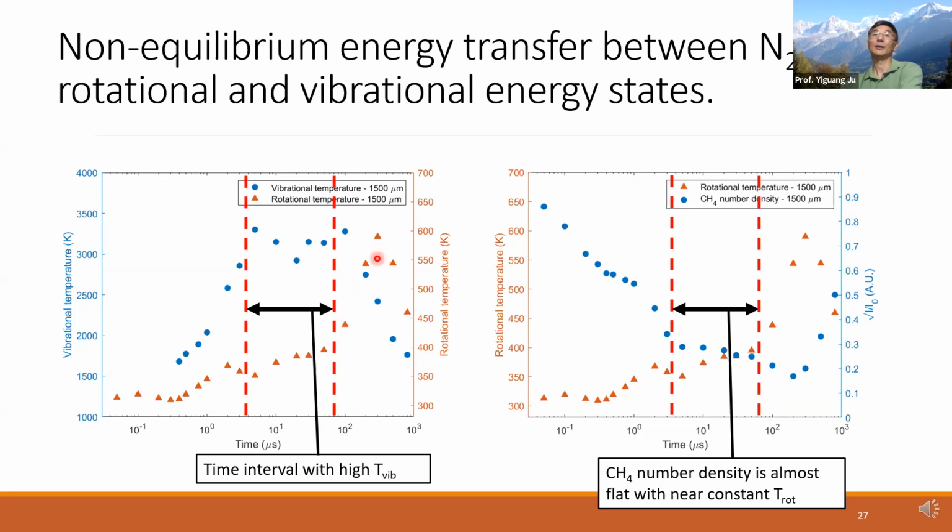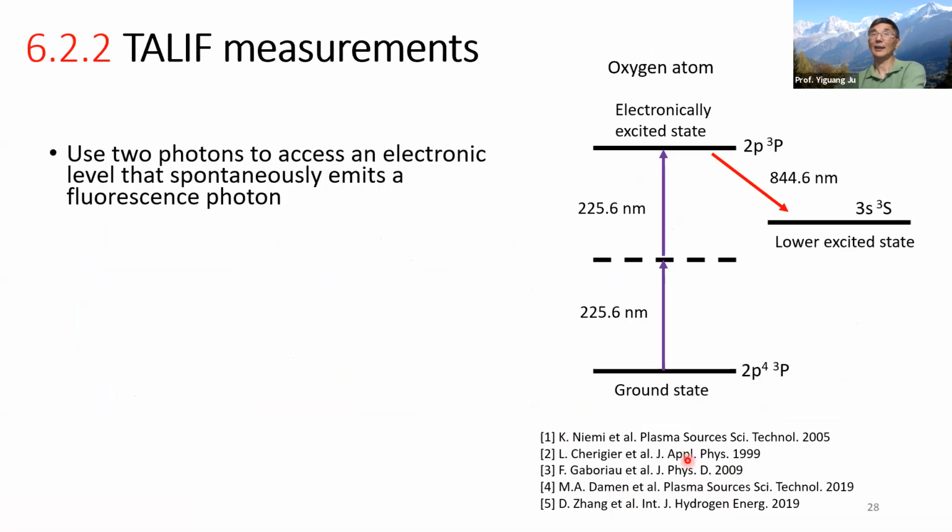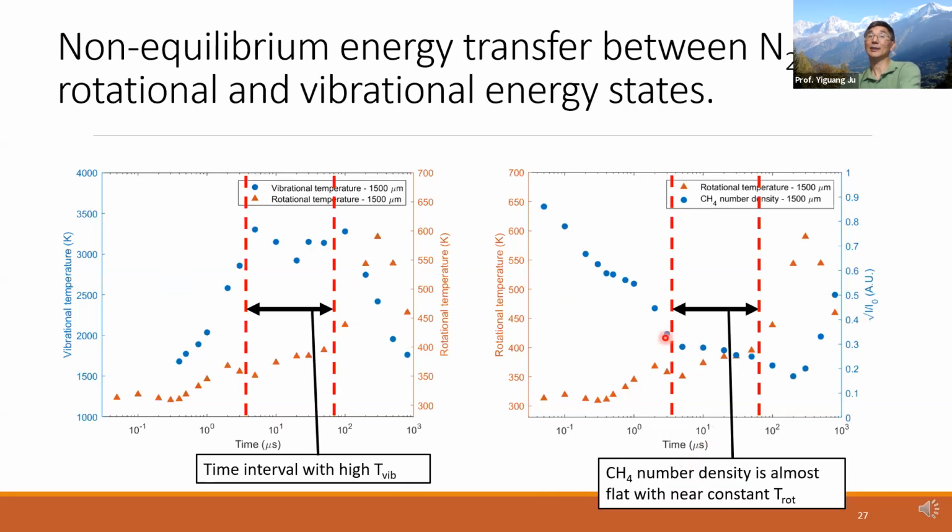And for the methane nitrogen mixture, if you measure the methane number density, you can clearly see that during the time intervals of high vibrational temperature, the methane concentration is constant. That means the vibrational nitrogen does not have enough energy to promote the oxidation of methane in this plasma discharge. So I will probably stop here.